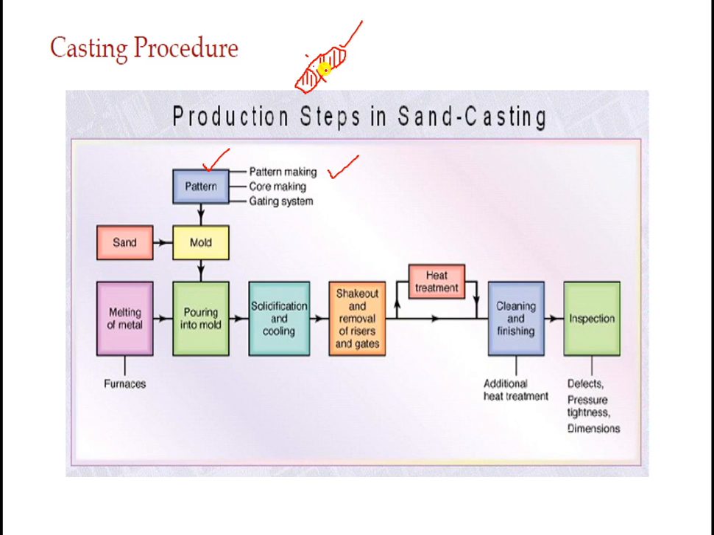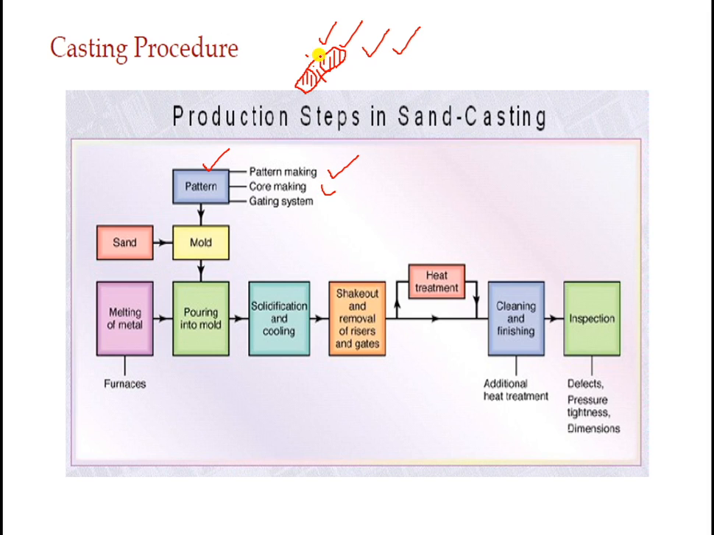Up here, this pattern has to be manufactured. The patterns are manufactured with the help of wood, or with certain kinds of plastic material. Some patterns are of metal, no problem. This is the important thing which gives you the shape and is useful to create that cavity.